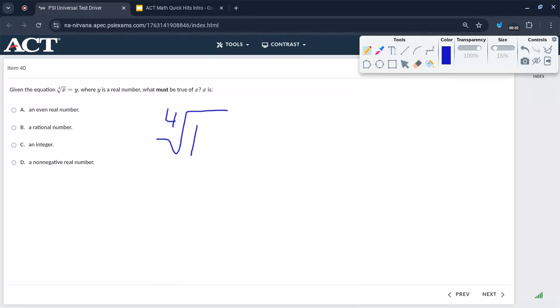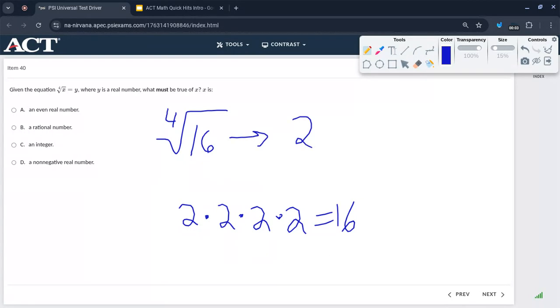For example, let's do the fourth root of 16. What number times itself 4 times gives us 16? Well, 2 times 2 gives us 4, times 2 gives us 8, times 2 gives us 16. So the fourth root of 16 is 2. I've tried to set this up so it's similar to the example. We end up with a real number, and look at what we had under here. Yes, this number is an even real number.